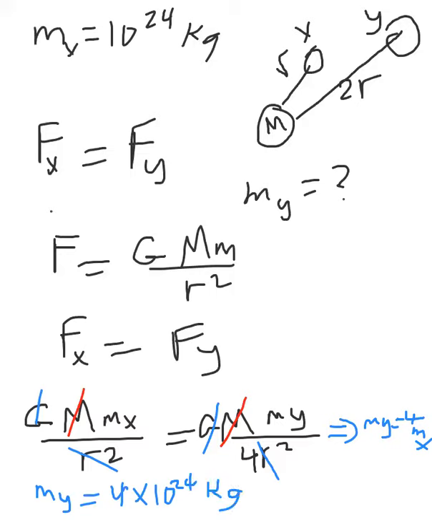This will be the mass of the second object: 4 times 10 power 24.